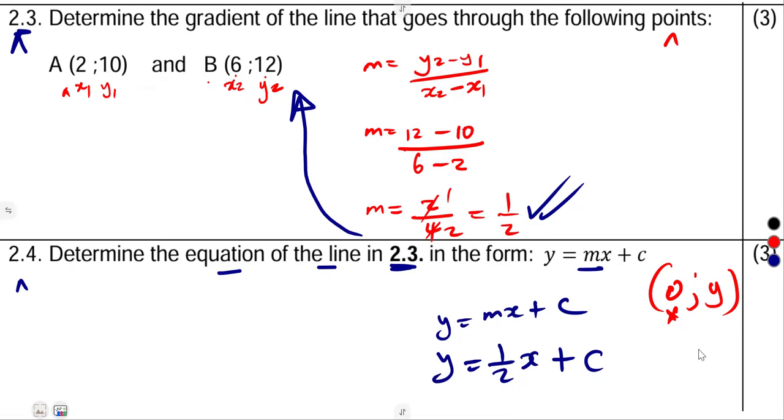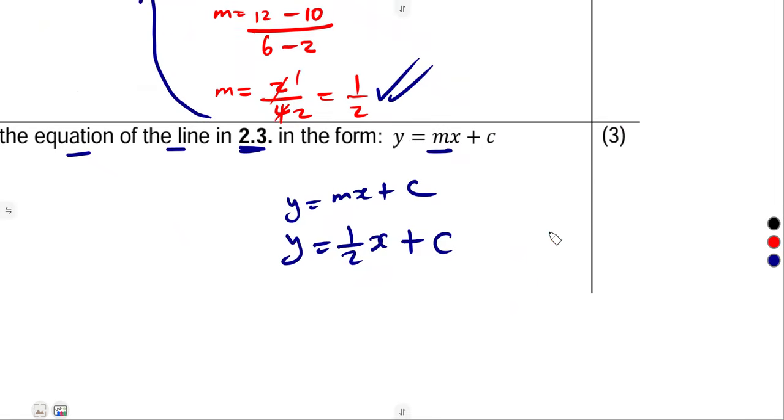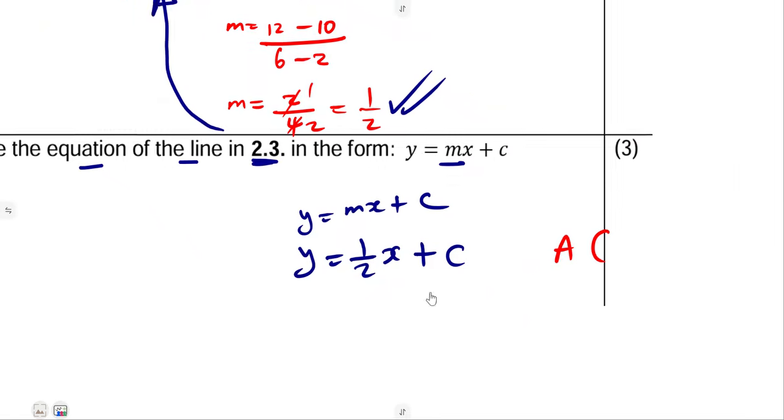We do not have the point, maybe 0.6 or it can be 0.7. You just substitute there because that's your y-intercept. We do not have that. So what are we going to do? We substitute any of these 2 points that we are given, A and B. You take one of your choice. So in this case, I'm going to take A. We substitute that point A as it is.